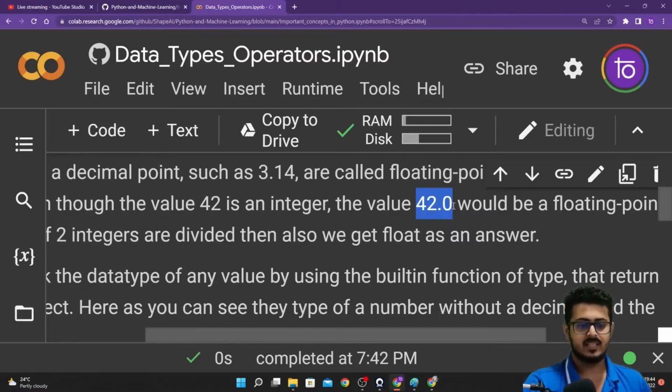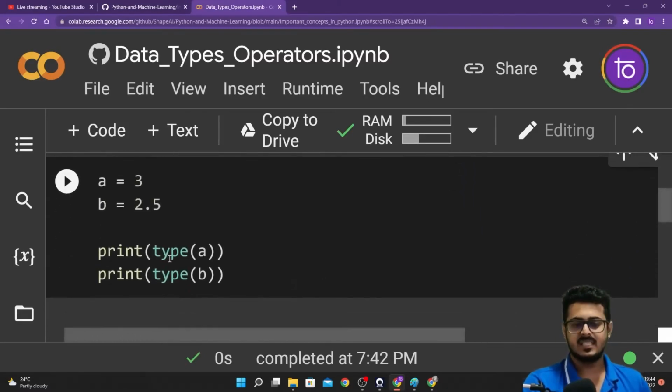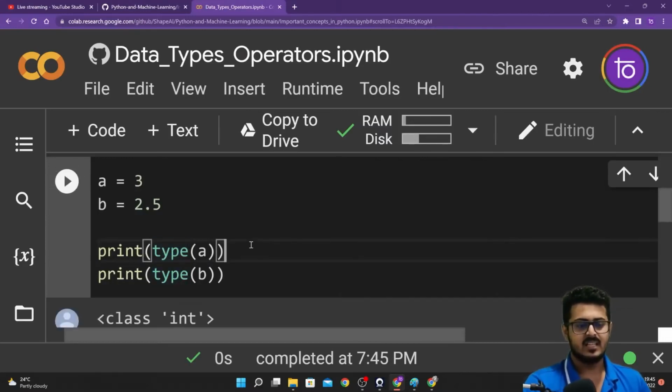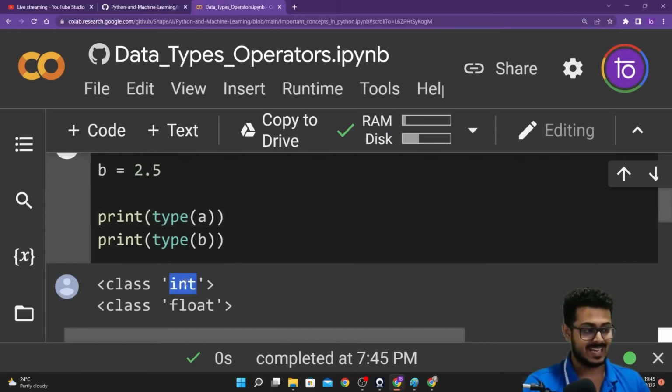Right now what we are going to see is some examples. Just like we have the print function in Python, which we use to print something out to our screen, we also have a type function in Python that tells you the data type of the object that you are looking at. So type of the object A. A is a variable that we have created with a value of 3 inside of it. Similarly, B is also a variable that has 2.5 as a value inside of it. We are going to use the type function that points out the data type of the object. So let us run this. The type of A is integer, that is int, and the type of B is float, that is a floating point number.